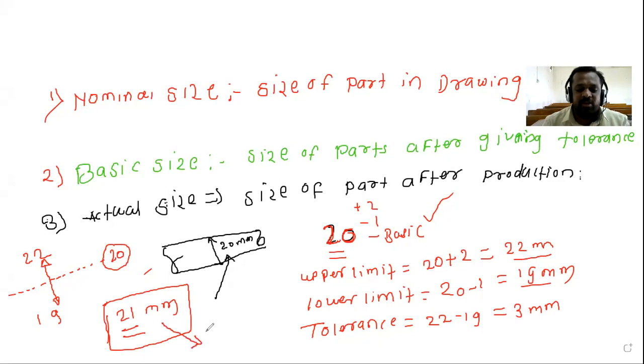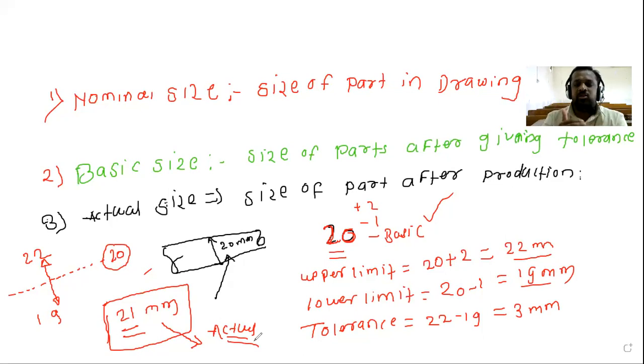20 mm, 21 mm for example. It is called the actual size. Okay, so understood, three sizes. The nominal size is nothing but the size of the part, whatever size we are showing just in the drawing only. It is called the nominal size.